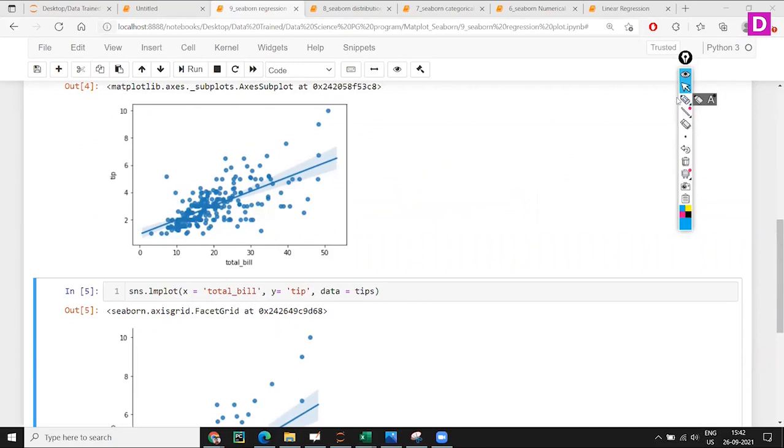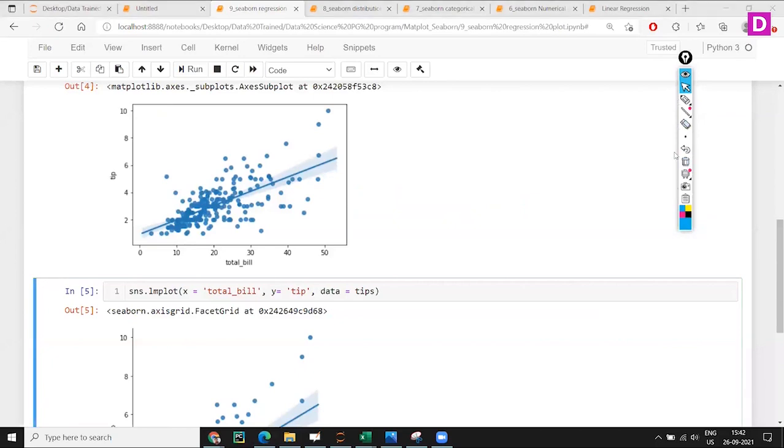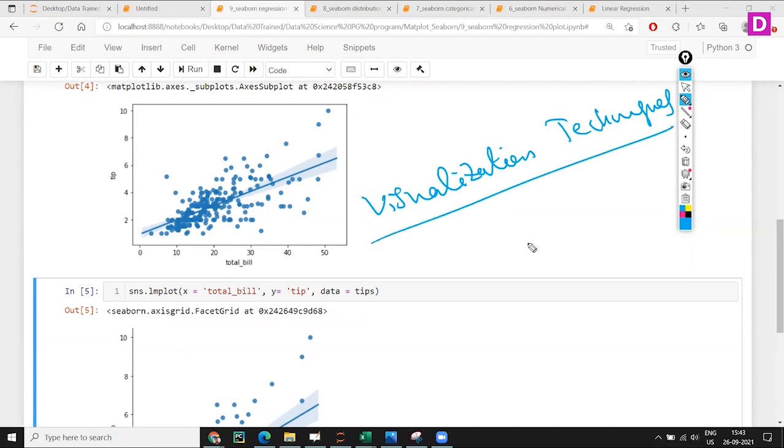Okay, with that, I think I have covered all of them. Yes. So with that, we have completed visualization techniques, right? Matplotlib and Seaborn.